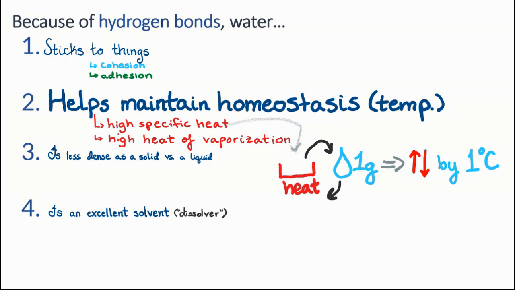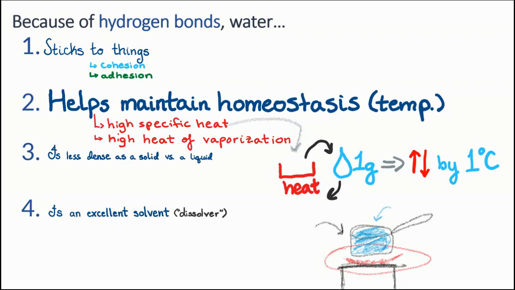Okay? So consider this. You have a pot of water on the stove. The pot heats up much faster than the water, right? But the same amount of energy, same amount of heat, is applied to both the pot and the water.